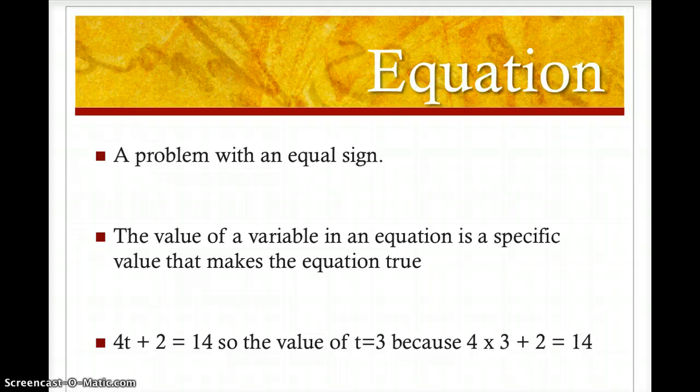So an equation is a problem with an equal sign. So the value of the variable in the equation is a specific value that makes the equation true. Okay, so for example, we had 4t plus 2 equals 14. So remember, if there's a number and a letter right next to each other, that means multiplication. So 4 times t plus 2, so it'd be 4 times 3 in this example is 12 plus 2 equals 14. Just like we have over here.